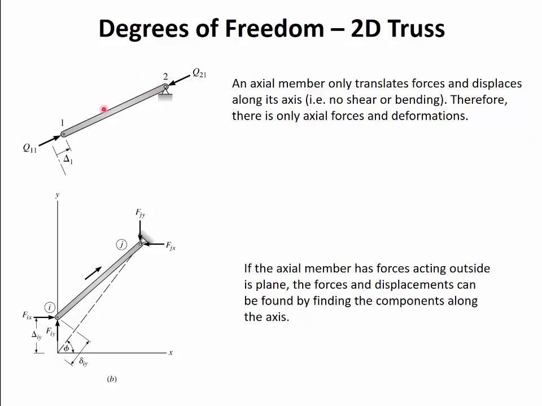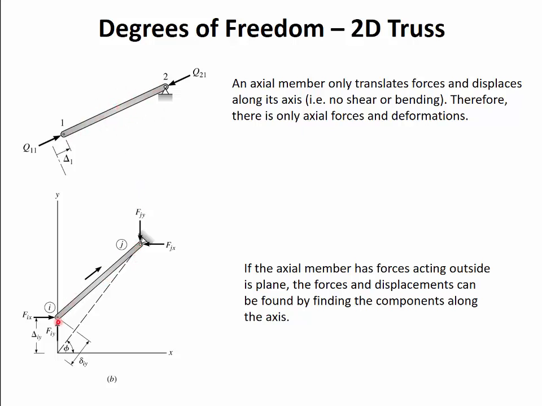If it's an axial member, we know it can only have forces along its length, looking at the upper picture, and it can only have deformations along the length of the member. I said displaces along its axis, I really meant deformations along its axis. So there's no shear and there's no bending. There's only axial forces and axial deformations.